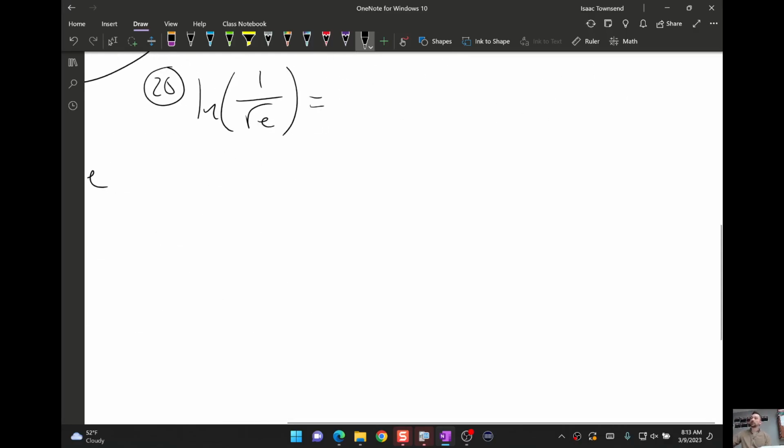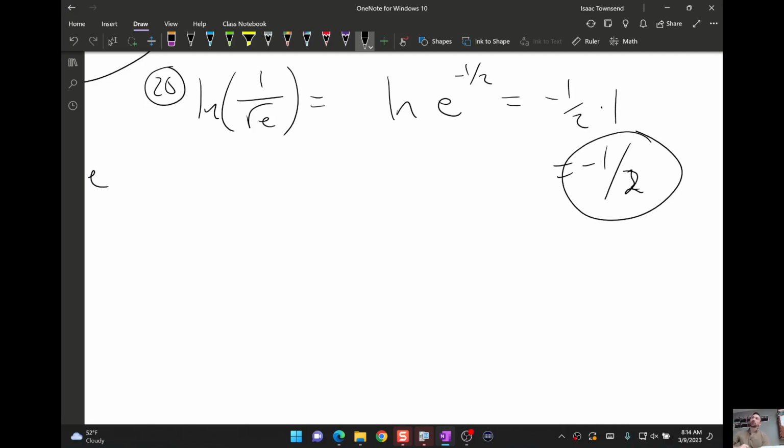Okay, now I'm going to do 26 quickly because I'm going to show you 2 different ways. The way that you would have had to have done this on the last test if we had done this is to make this exponent of a half, move it to the numerator, which would make it a negative exponent. Then you could bring it down and multiply it by the natural log of e. So that's how you could do it with exponent rules.